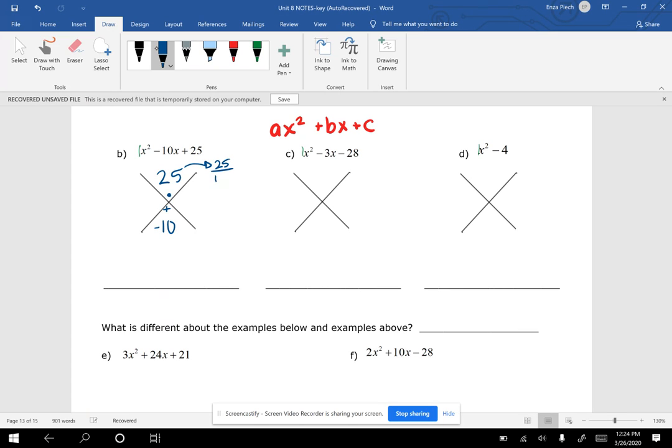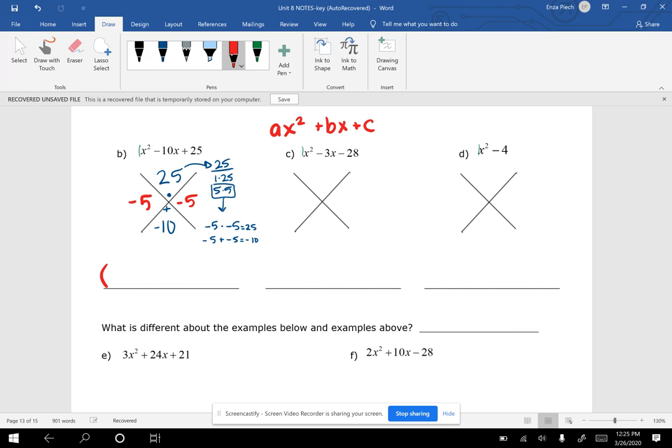25, I can break into 1 times 25 or 5 times 5. Well, I know 1 times 25 definitely won't work, so let's try to work around the 5 times 5. And I need to somehow get it to multiply to a positive but add to a negative. So ding, ding, ding, that means they both need to be negative values. So I'm going to have a negative 5 times a negative 5. And I know that negative 5 plus negative 5 equals negative 10. So I know I have the right values. So I'm going to end up with negative 5, negative 5.